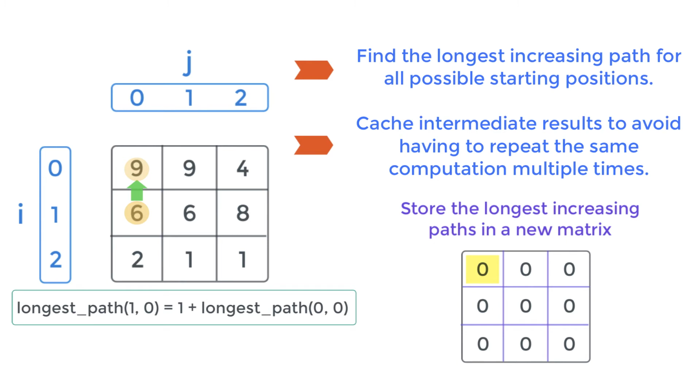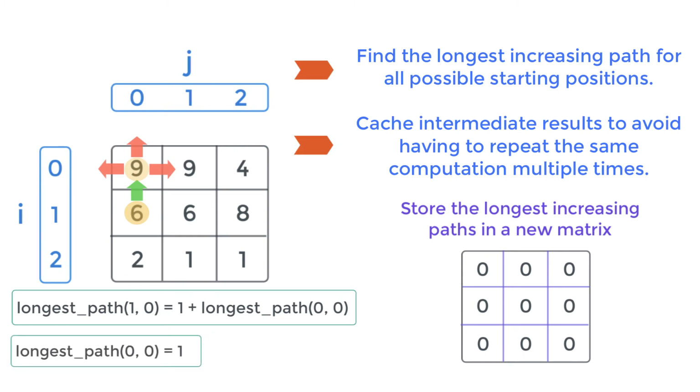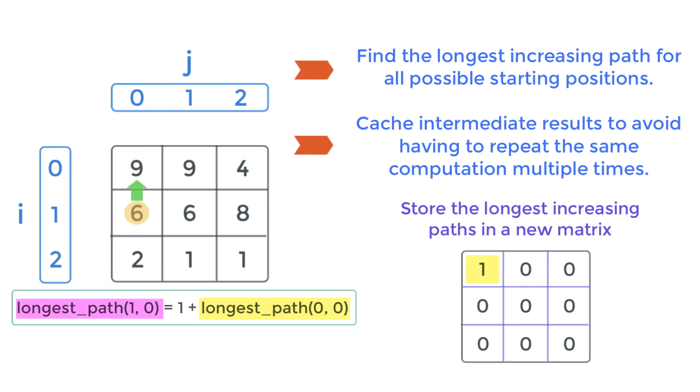Again, we first look at the new matrix, but now at position i equals 0 and j equals 0 to see if we have computed it before. The value is also 0, so we search the adjacent positions for a higher value. There aren't any positions with a value greater than 9, so the longest increasing path starting at position i equals 0 and j equals 0 is just 1. Now that we have found this result, we will store it in the new matrix at position i equals 0 and j equals 0. We can resume computing the longest increasing path starting at i equals 1 and j equals 0, which evaluates to 2. Again, we will store this result in the new matrix at position i equals 1 and j equals 0.